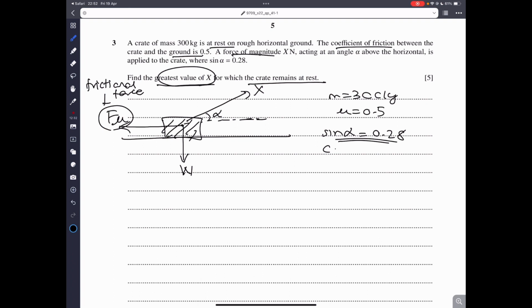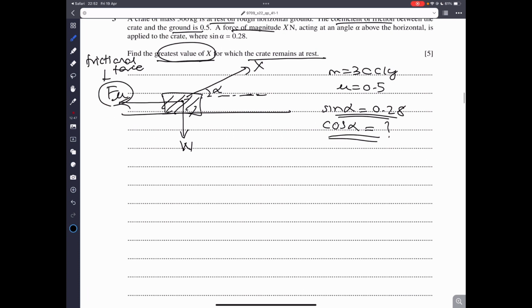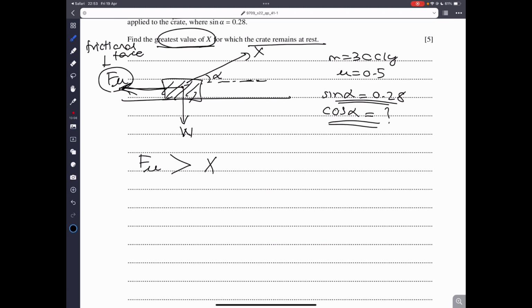So we can also find cos alpha. Cos alpha is how much? We don't know that, but we'll need cos alpha later. So let's leave this for a while and discuss the greatest value of x. If you want the greatest value of x while the crate does not move, the frictional force has to be greater than or equal to x. But remember, frictional force is horizontal, so we have to use the horizontal component of x. Because it is in the horizontal direction, this is x cos alpha. So we have to find cos alpha. Okay, when you solve that out, you get 0.96.